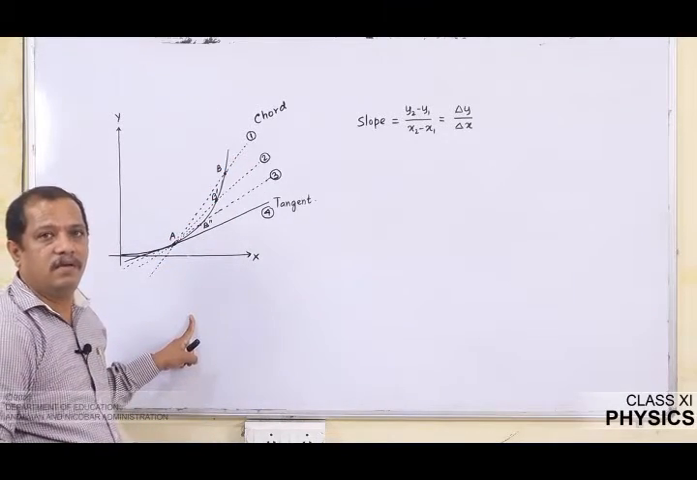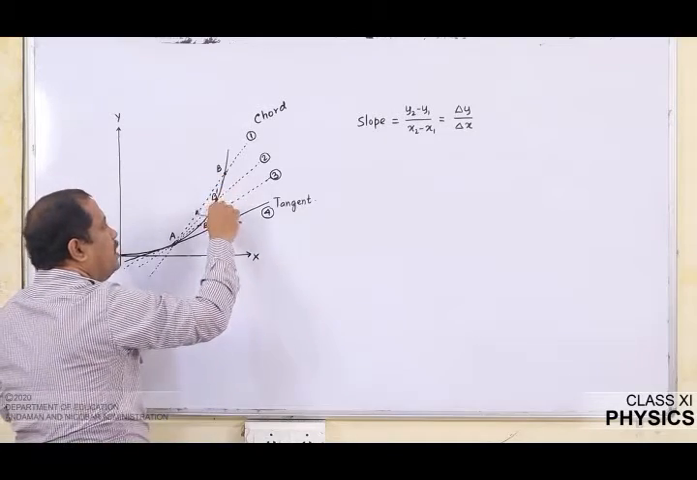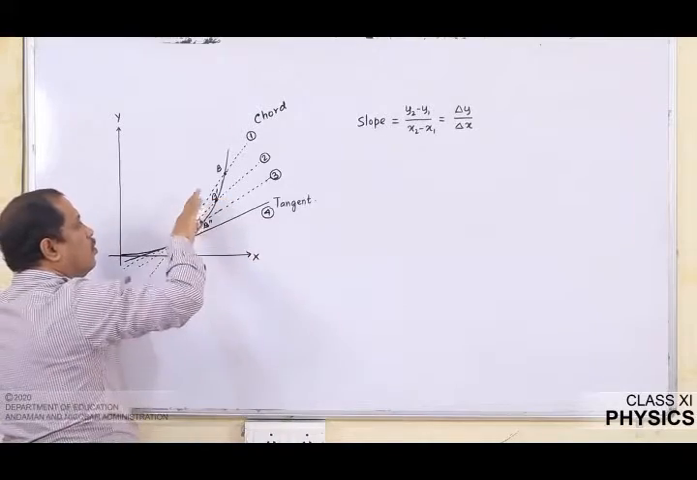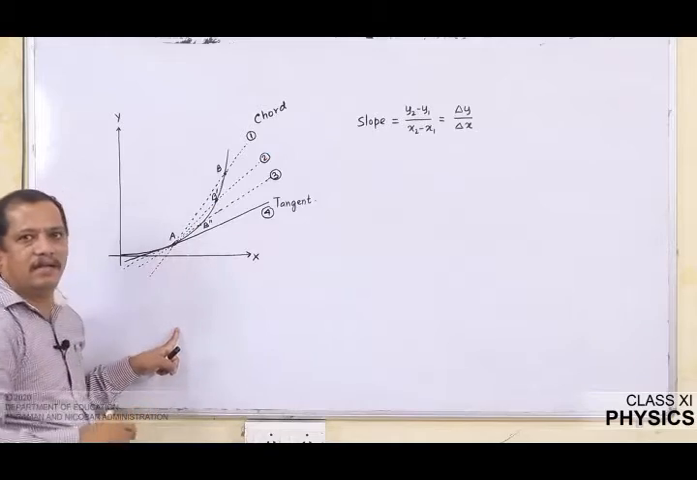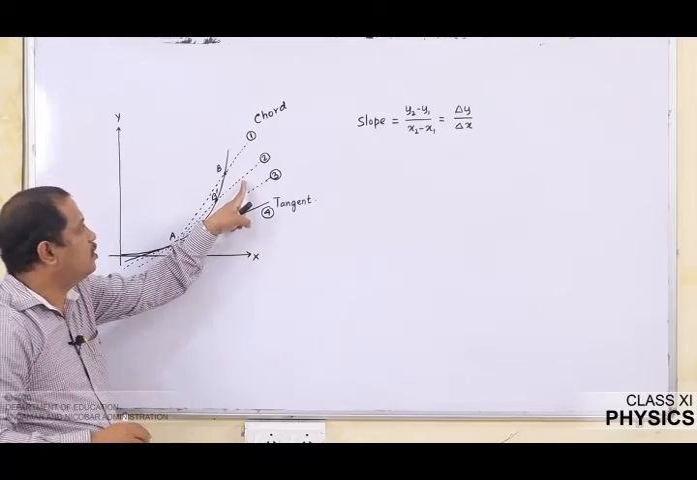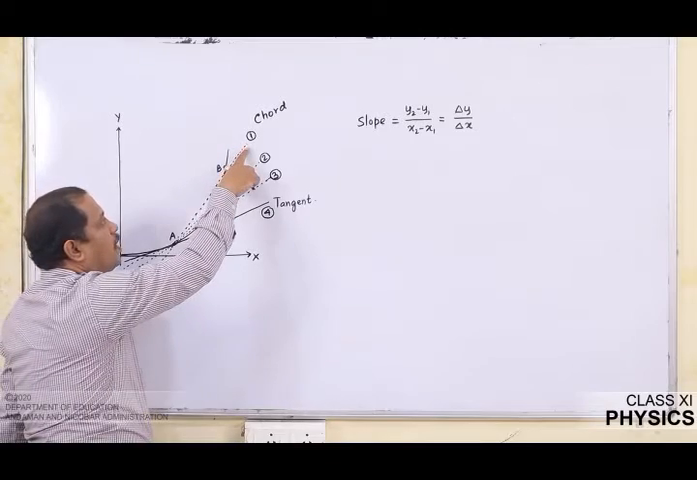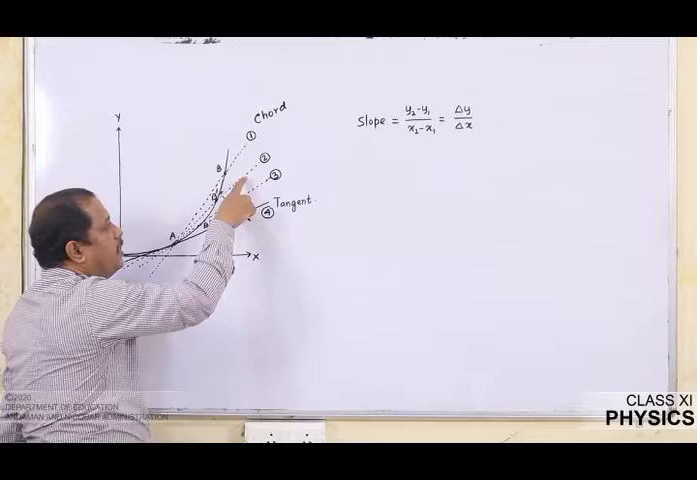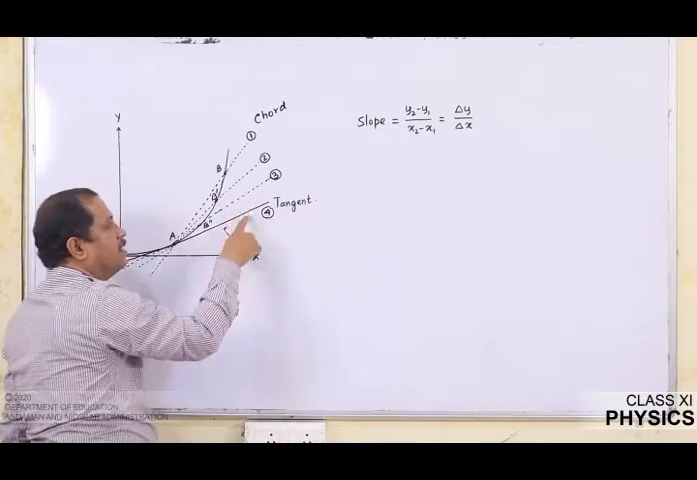So, I said okay, what I need to do is consider one more point B dash on the curve. This is the second point. Joining the point A and B dash, I have a second line. When I calculate the slope, in comparison to the slope of line 1 that I calculated last time, the slope of line 2 is closer to the slope of the tangent, but not exactly equal.